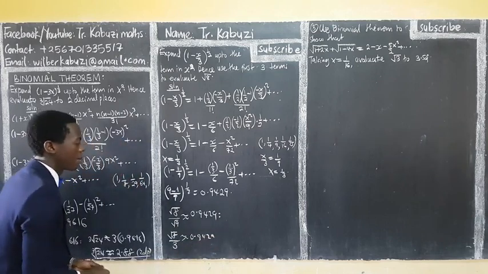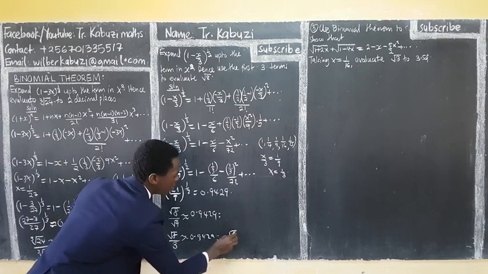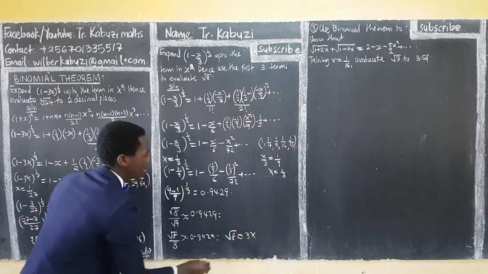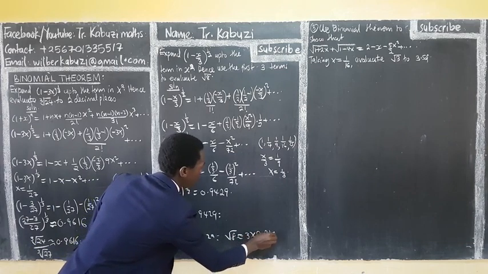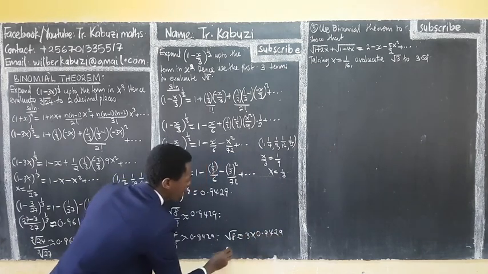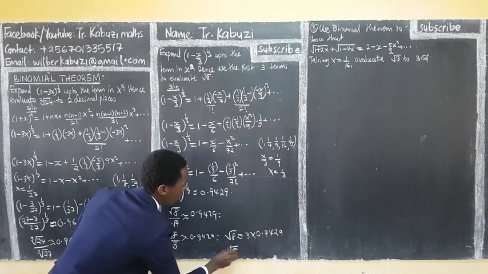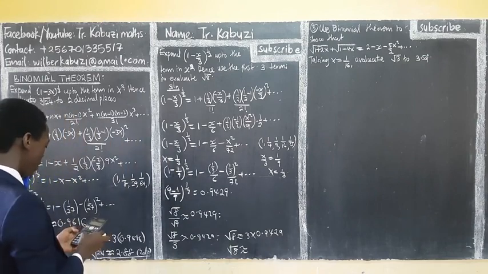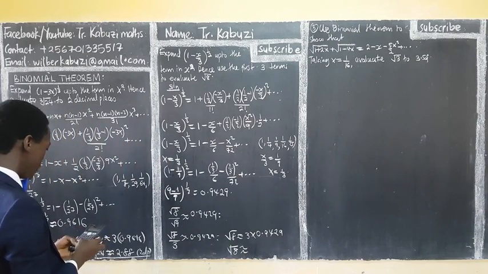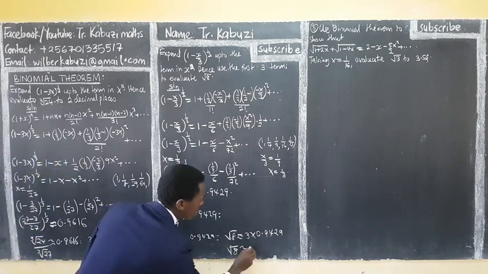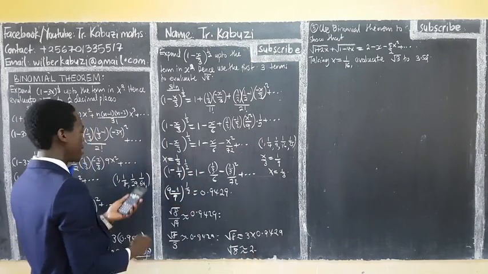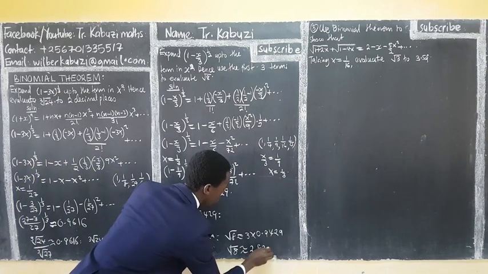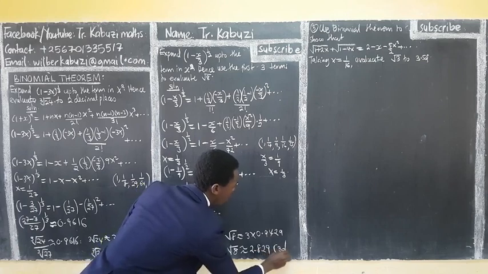0.9429. Alright, cross multiply. If I cross multiply, so now my root 8 will be approximating to 3 times 0.9429. So now my square root here of 8 will approximately be, you get that value, then times 3. Then I'm getting 2.829. I'm just evaluating, so I'm getting 2.829. I'm giving this 3 decimal places.